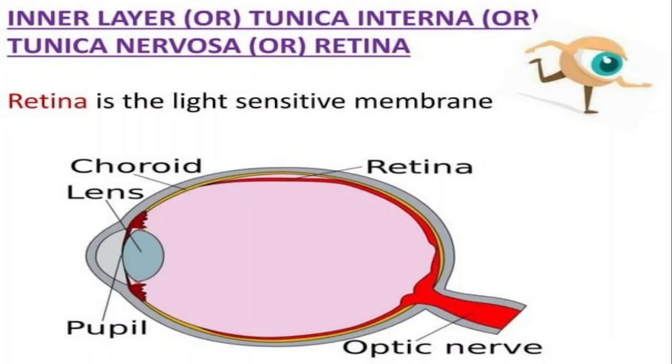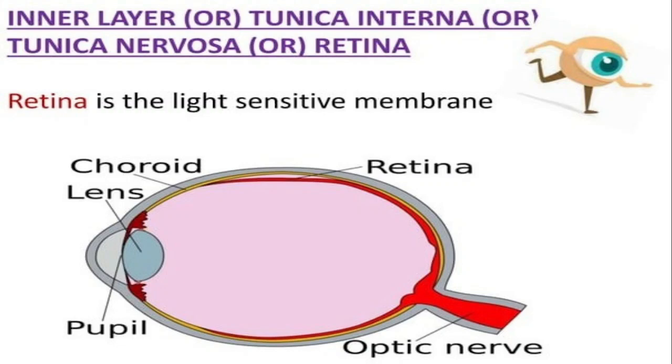Inner layer or retina. The inner layer of the eye is called the retina. It is a thin layer of tissue that lines the back of the eye and is responsible for converting light into the neural signals that are sent to the brain via the optic nerve. The retina contains several types of cells, including photoreceptor cells, rods and cones, which detect light and color, and ganglion cells, which transmit visual information from the retina to the brain.